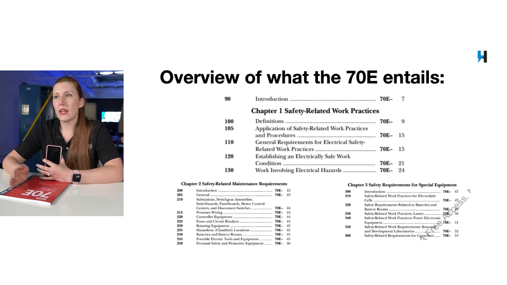Chapters 2 and 3 get into more specifics. Chapter 2 is about safety-related maintenance requirements, which in my opinion is a little bit redundant to the NFPA 70B, but for those who aren't familiar with the 70B but they have a 70E, great. We've got some information in Chapter 2 on what needs to be done for maintaining your equipment properly. And then there's Chapter 3 for safety requirements with special equipment.